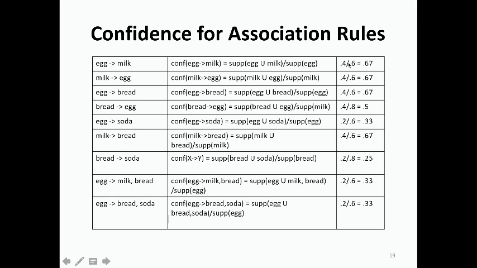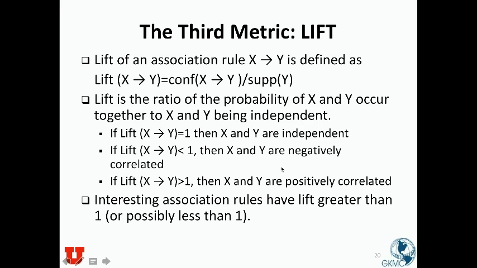So going back to the example, 3 out of 5 transactions have purchased eggs, but 2 out of those 3 have purchased also milk, meaning milk and egg. And so the confidence is 2/3 or 0.67. So you can go through the rest of the examples for the calculations.